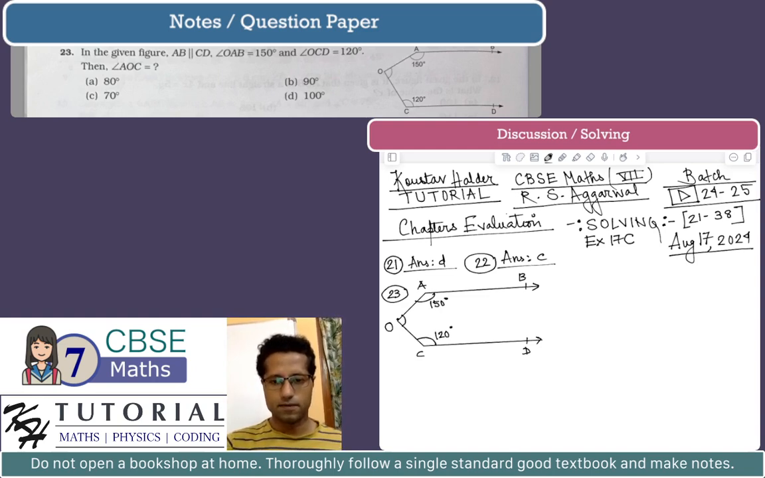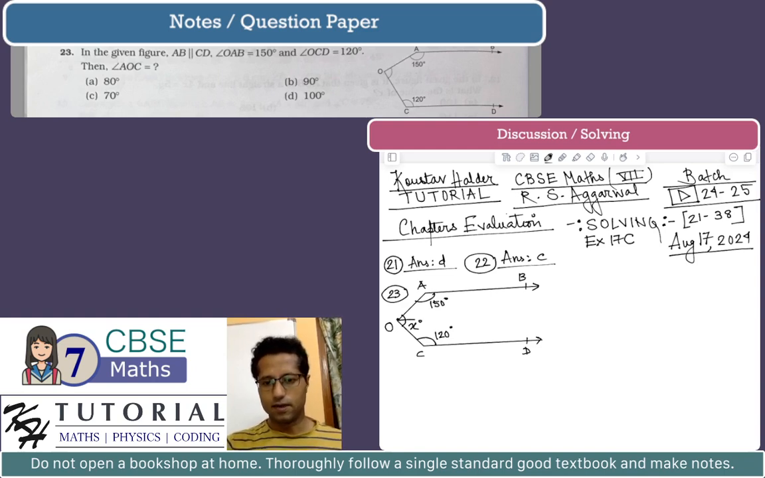Let's say this angle be x degree. Now what we do, we draw a straight line from the point O parallel to either A and B. If it is parallel to AB, it will automatically be parallel to CD because AB and CD are parallel to each other.